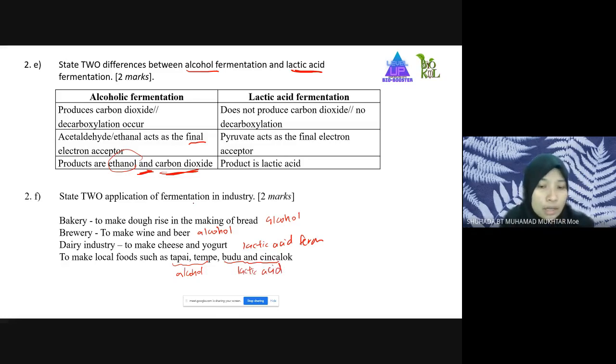Kalau dia tak minta spesifik, kita bagi je mana-mana. Tak ada masalah. Dan kat sini dia minta tu macam biasa, kalau dia minta tu, kita bagi tu. Tapi ni sebab kita nak bincang, so kita bagi lebih untuk pilihan jawapan yang boleh diterima. Okay, so that is the second question for structure question.